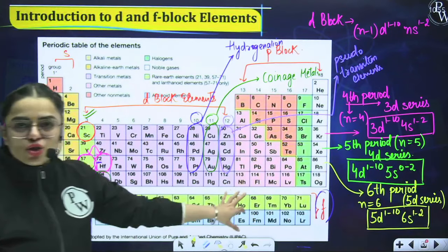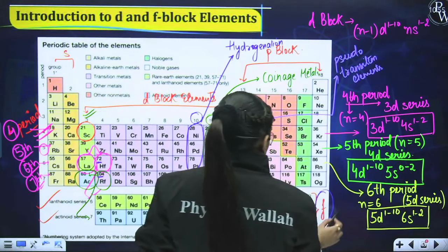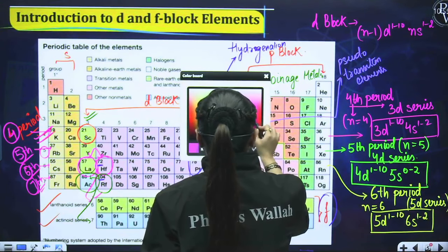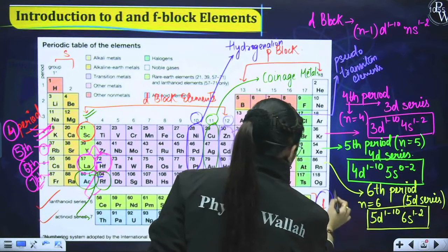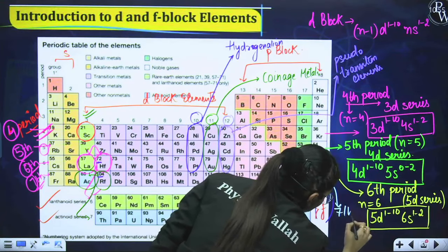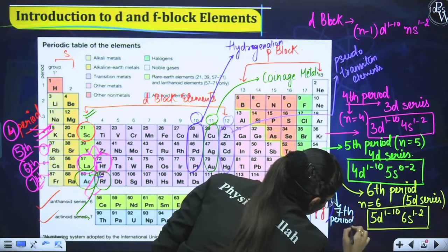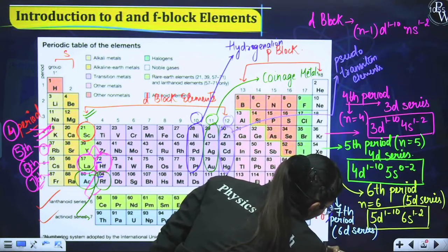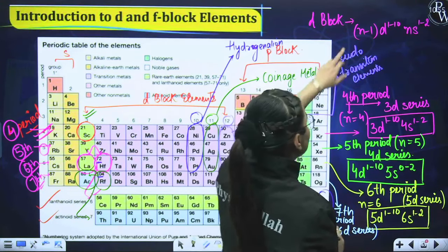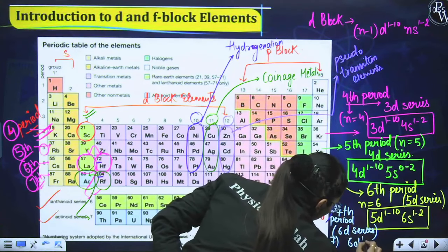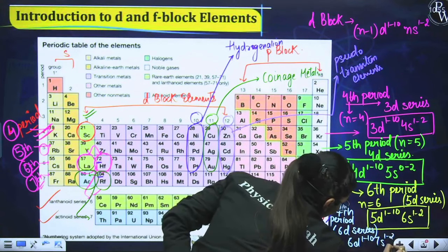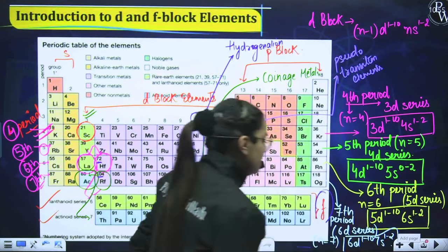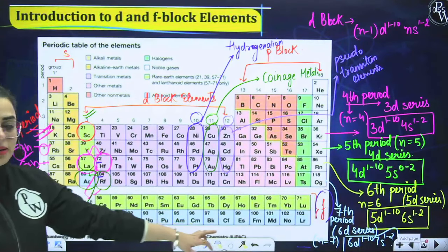Now moving on to the last one, that is the seventh period. The seventh period can also be referred to as the 6d series. What shall be the value of n? The n value will be 7 because it is the seventh period. If I put n as 7, I will get 6d 1 to 10, 7s 1 to 2. Is it clear to you? So this shall be the general electronic configuration for this particular series. Is it clear? I guess this is visible to you.